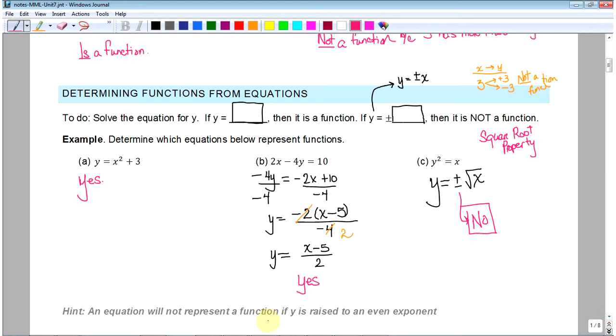And I'll give you a hint that any equation will not represent a function if y is raised to an even exponent. Because when you solve it for y, you'll always end up with a plus or minus case.